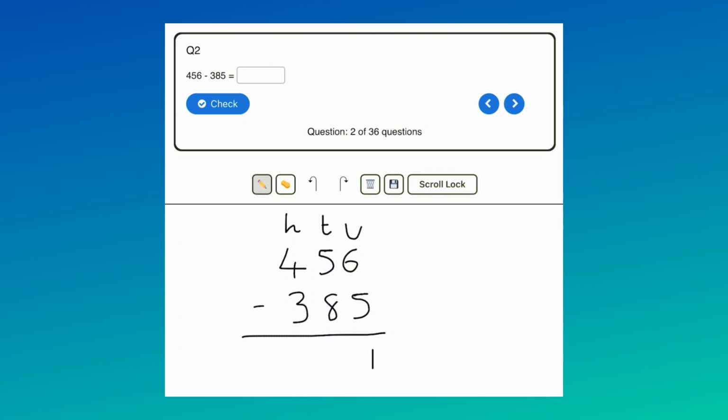5 take away 8 we can't do, so we need to borrow from the hundreds column. So we cross out the 4 and we turn that into 3. Now we have 100 coming over from our hundreds column. Now we know that 100 is 10 tens, so we've got an extra 10 tens in the tens column. So that's 15 take away 8, 7. Our answer is 71.